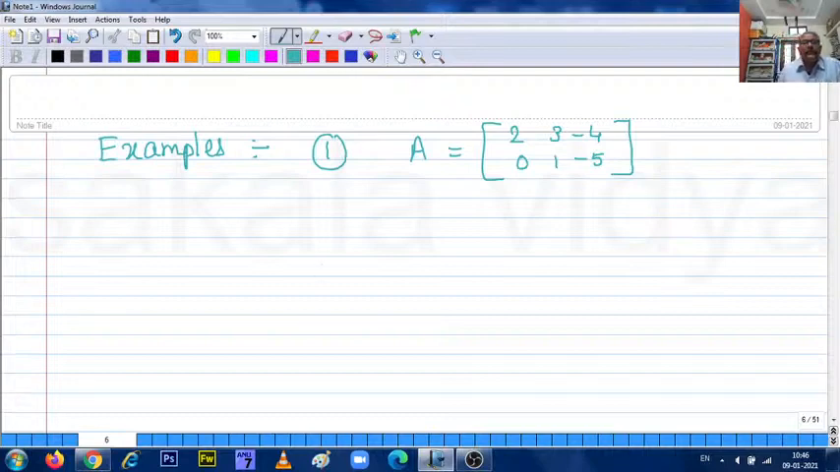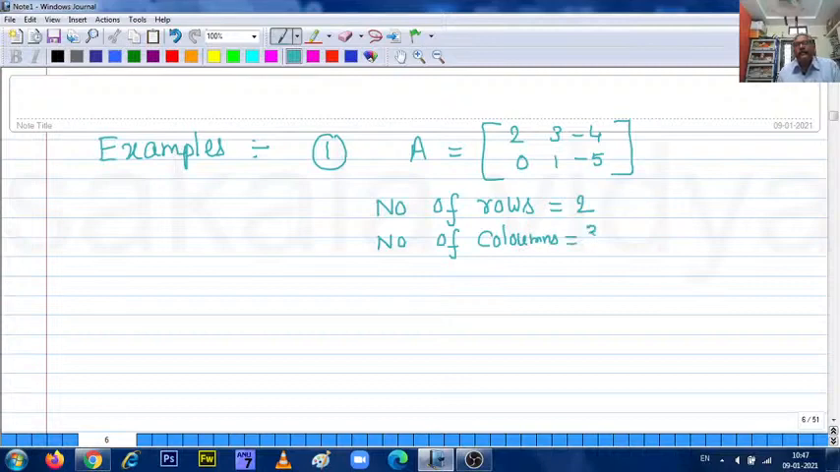See here, write down number of rows. How do you count number of rows? Top to bottom, 1, 2. Number of rows is 2. Now number of columns, you count it. Number of columns is equal to 1, 2, 3. So order of A is equal to 2 by 3. Generally you write order here as 2 by 3. Order of A is 2 by 3. Very good.